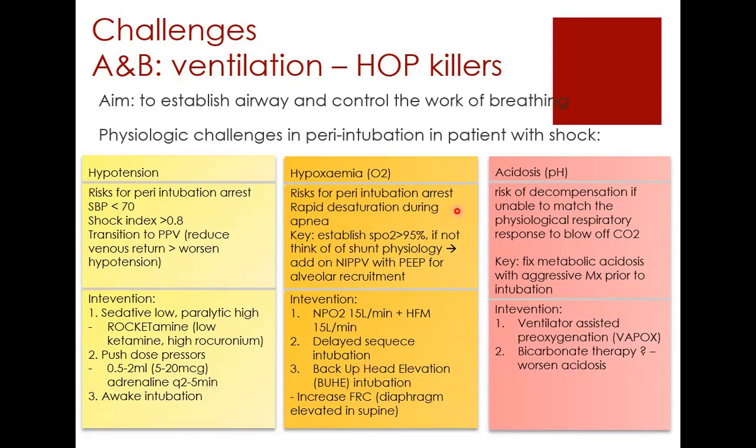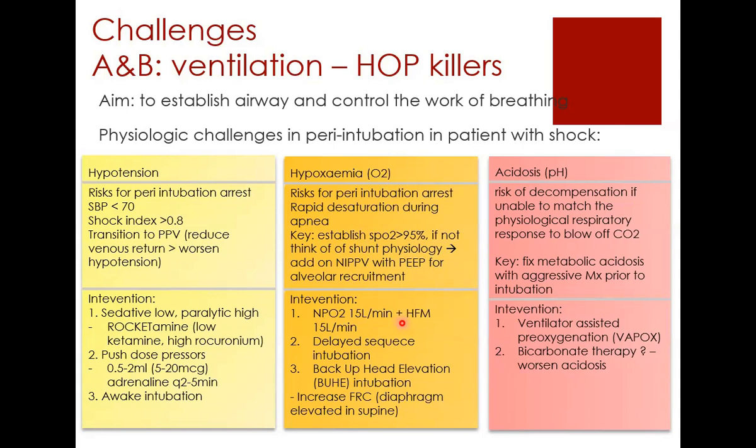Okay. The second challenge will be hypoxia. If the patient is very tachypneic and in shock, there will be rapid desaturation during the apneic period of your intubation. So it is very important for you to provide sufficient oxygen prior to intubation. How are you going to achieve that? By giving nasal prongs at 15 liters per minute together with a high flow mask at 15 liters per minute. This is your pre-oxygenation. Try to achieve SpO2 more than 95.